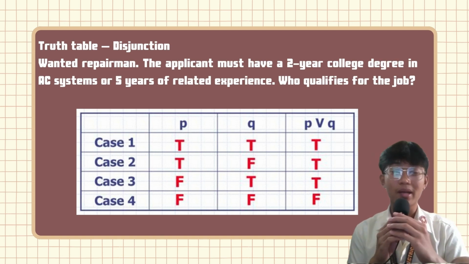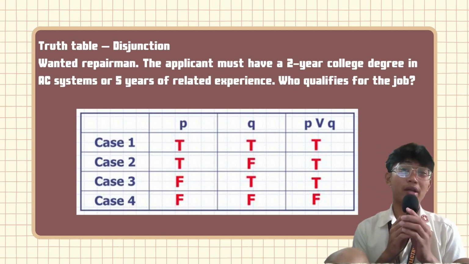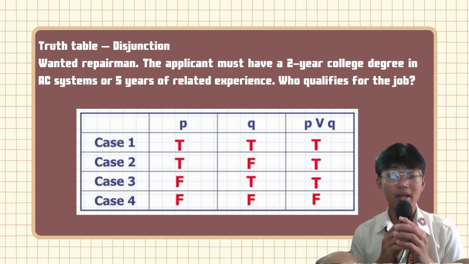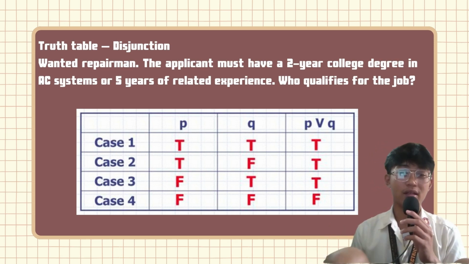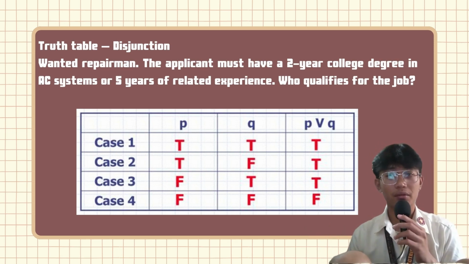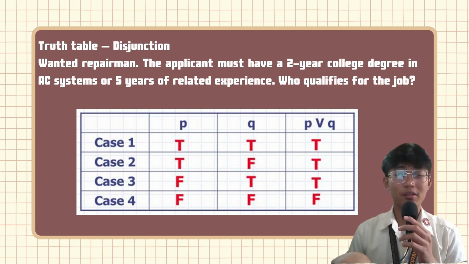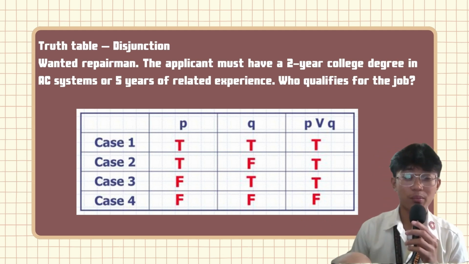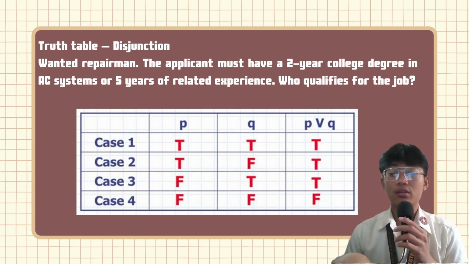So, sa case 3 naman, parehas lang din, binaligtad lang. P naman yung false, tapos yung Q naman ay true. Kaya magiging true pa rin yung case. So, sa case 4 naman, false, false, false. Dahil false at wala man lang kahit isang true dito sa case 4, hindi siya pwedeng maging true. Yun lang.